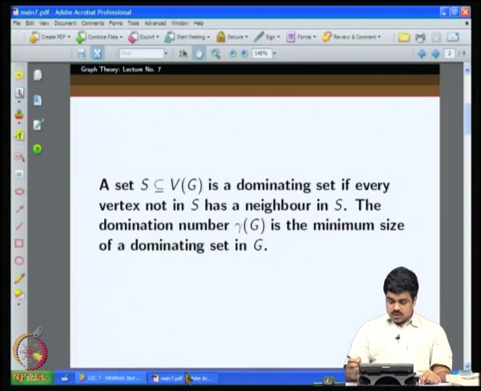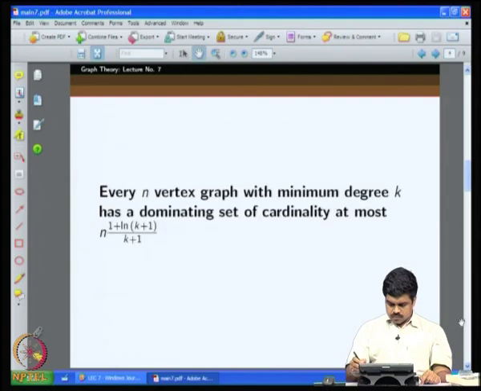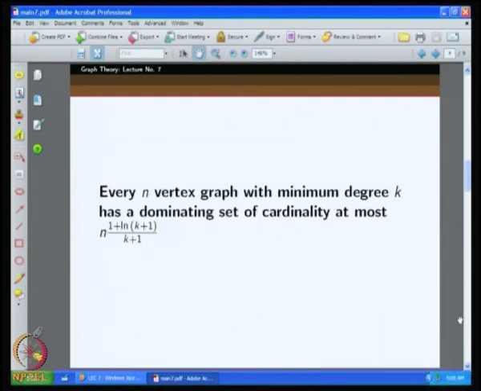The next thing is, now let us look at some interesting observations about dominating sets. The first thing is, if you have n vertices in the graph and the minimum degree of it is k, then we will always be able to get a dominating set of cardinality at most n times (1 plus log(k plus 1)) by (k plus 1). This is what we are going to prove now.